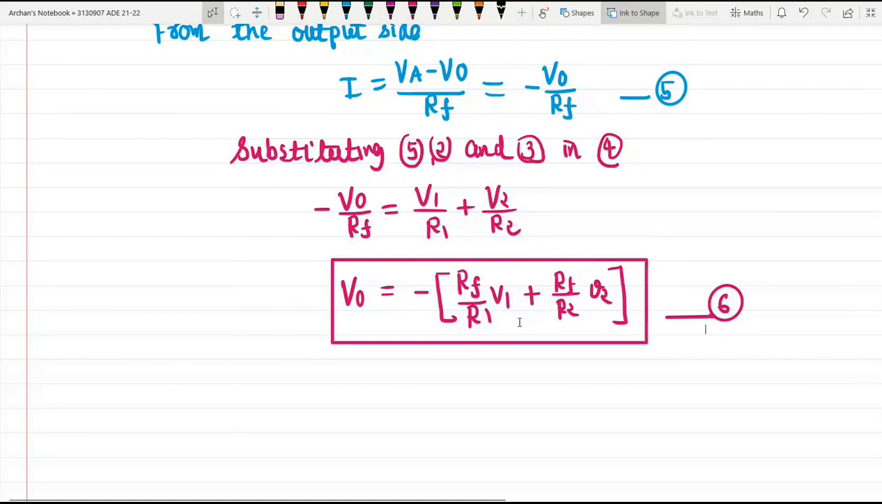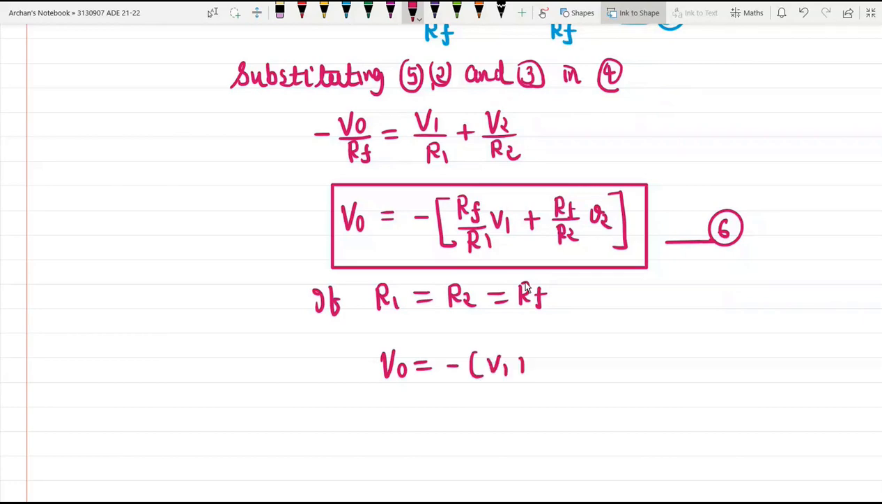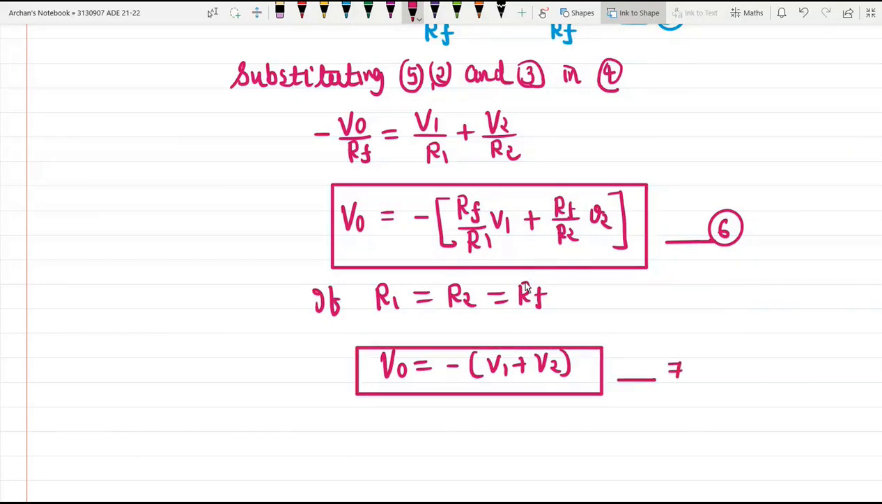Suppose all the resistances R1, R2 and RF are equal. In that case, V0 will be equal to minus (V1 plus V2). So what can we say from this equation? We can say that the input signal sources are added, but the output voltage will be 180 degrees out of phase with the input voltage.